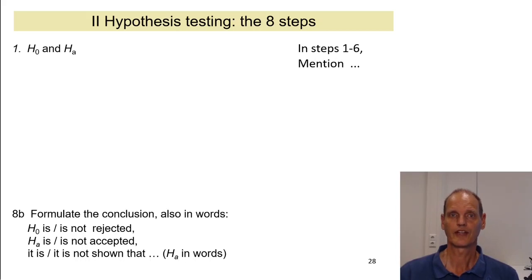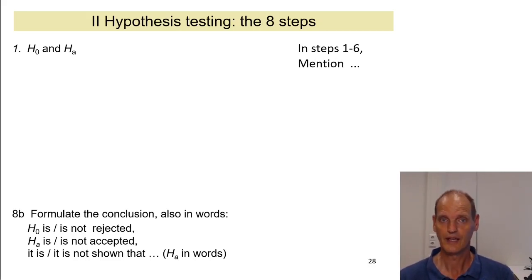The null hypothesis and the alternative hypothesis are about the population. So we start with a question about the population. Then we start collecting data and follow a certain procedure to arrive at a conclusion. And the conclusion, finally, is also about the population. So we say the null hypothesis is or is not rejected. That means the alternative is or is not accepted or proven or shown.